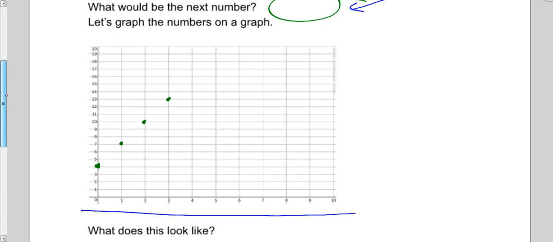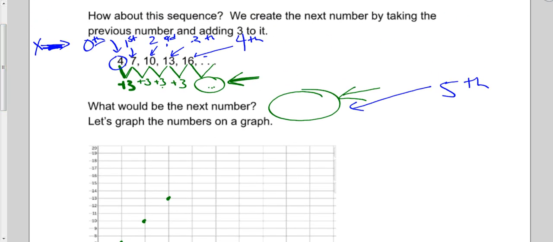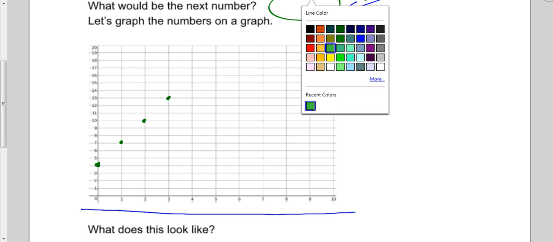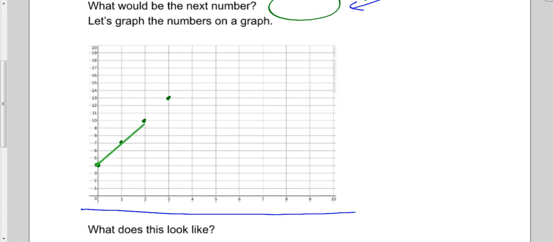Actually, you do 4 and 5. You tell me how high up the number 4 should be and how high up the number 5 should be. Remember, this is your fourth number and this is your fifth number. Okay. Now, what you'll notice is when you do that, you're going to get a line. It's going to look very straight. It's going to look like that.